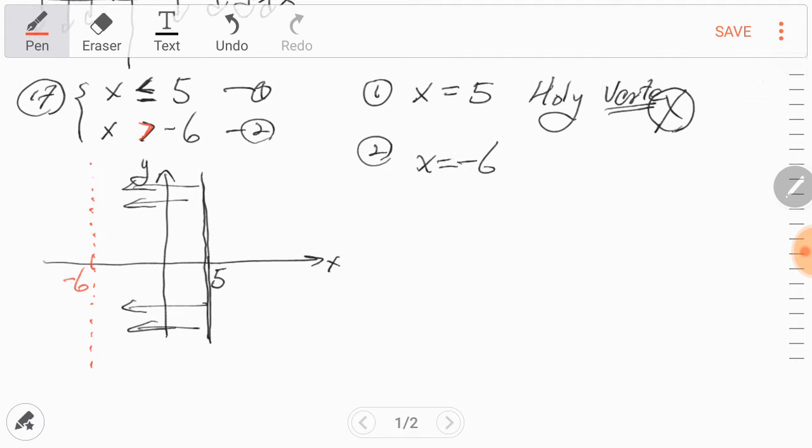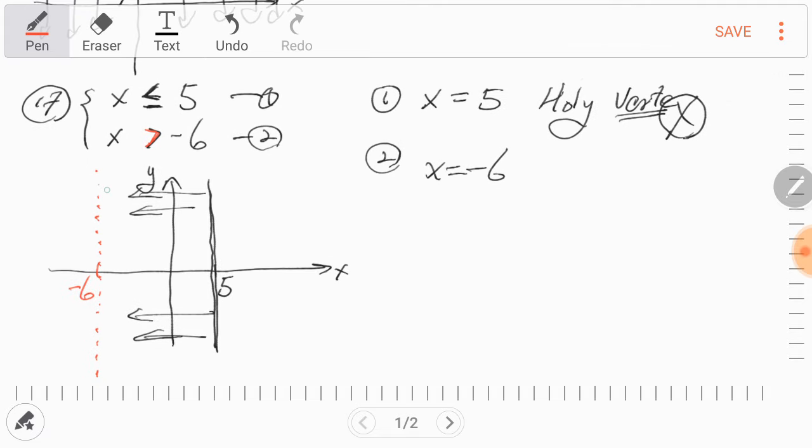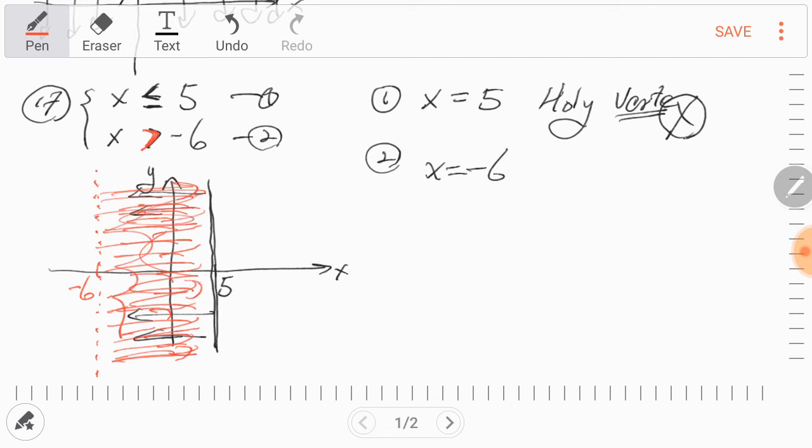Okay, then let's select the area. X is greater. Greater means right of that number, the right side. So it's going to be the right side, all the way to the right. So the intersection is right of the red line and left of the black line. So the overlap area is the solution. In this case, the black line is included, but the red dotted line on the left is not included. So this is the graph of the solution of these inequalities.